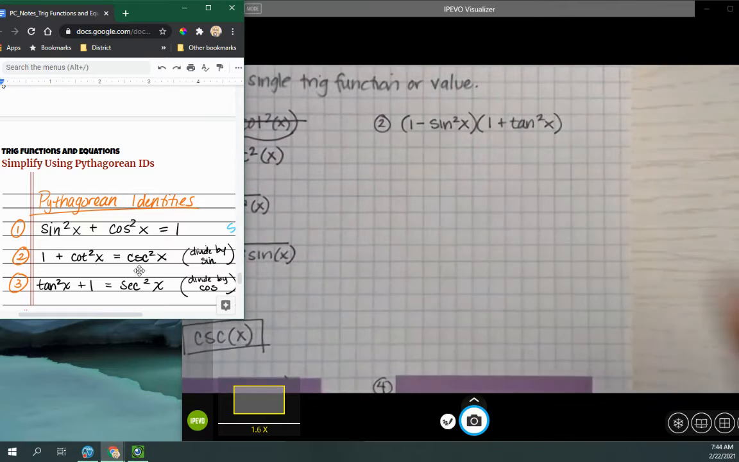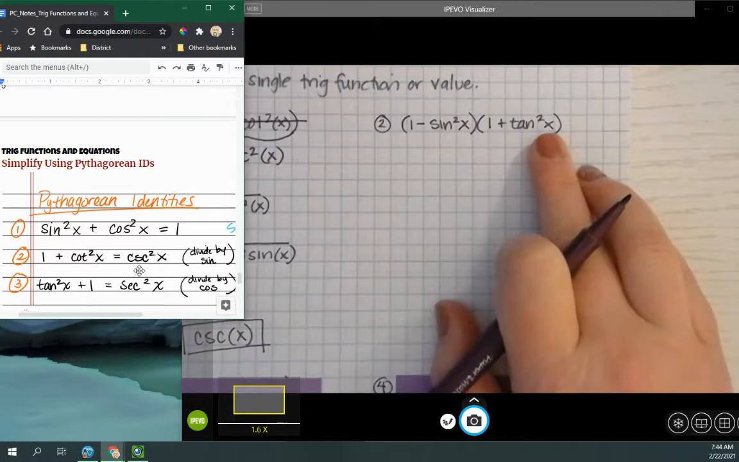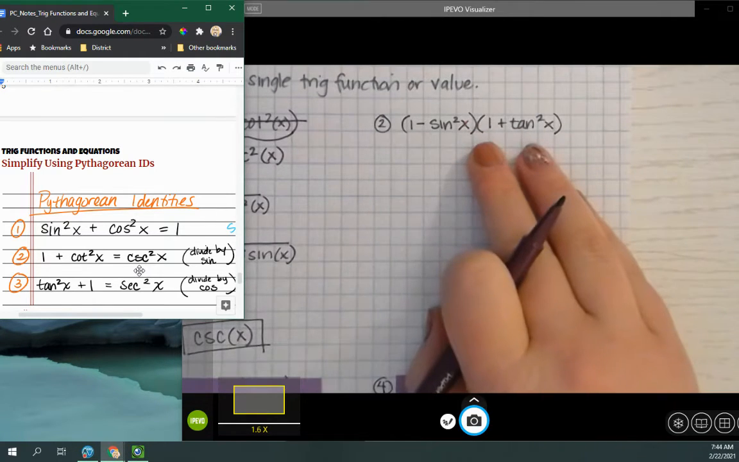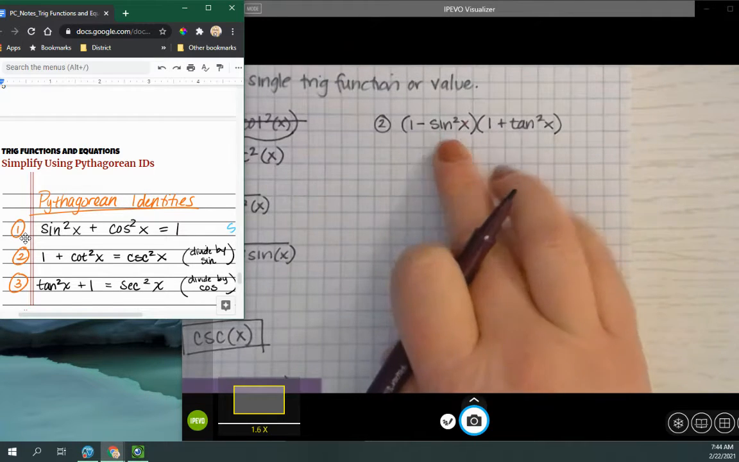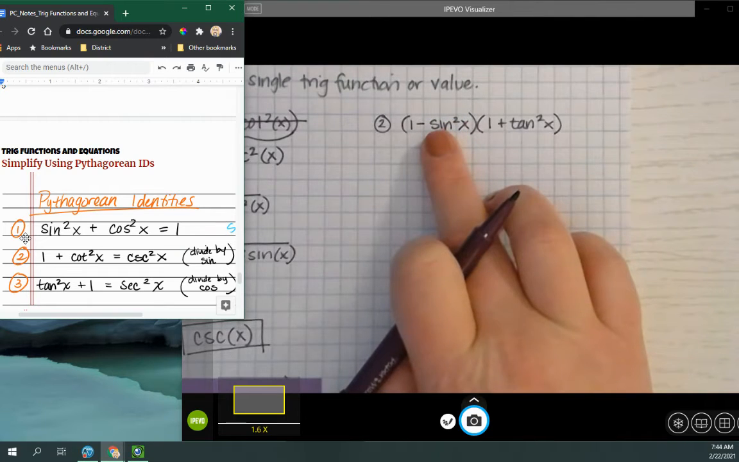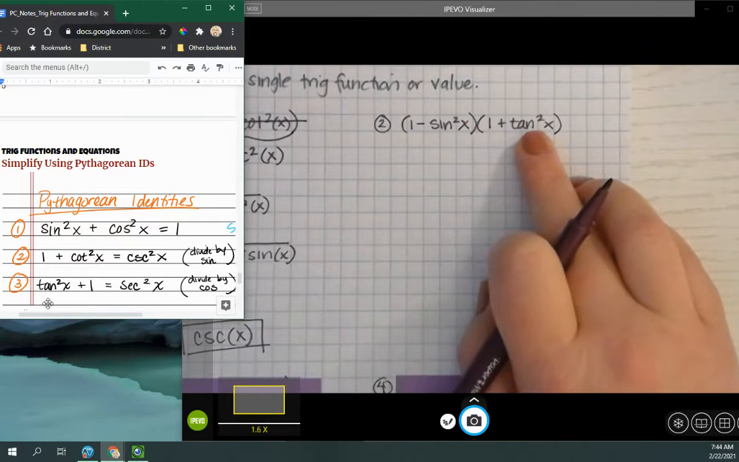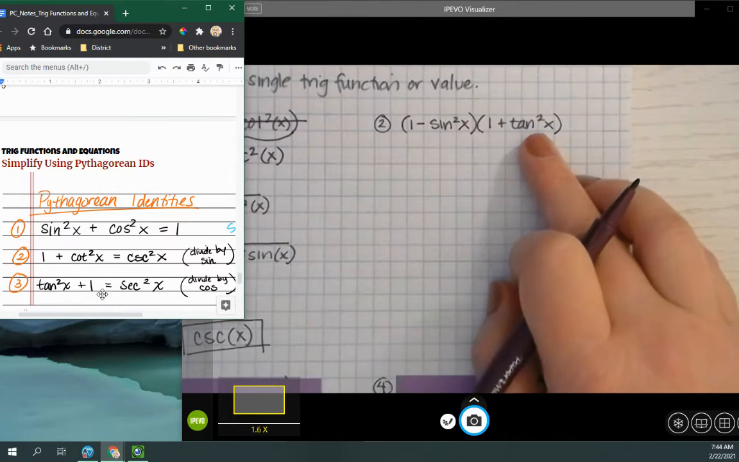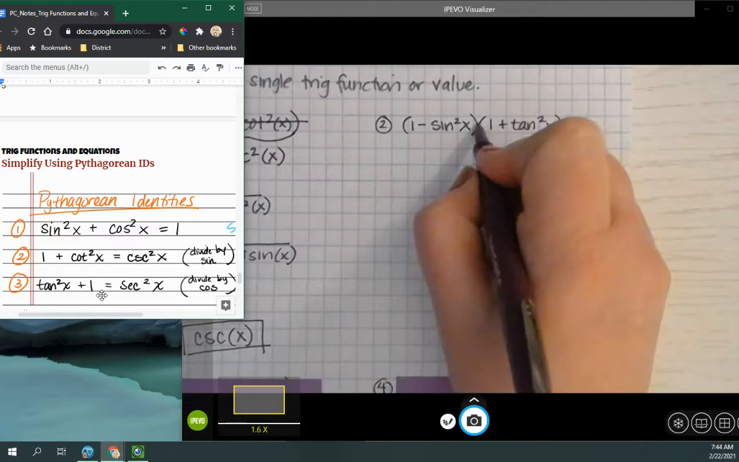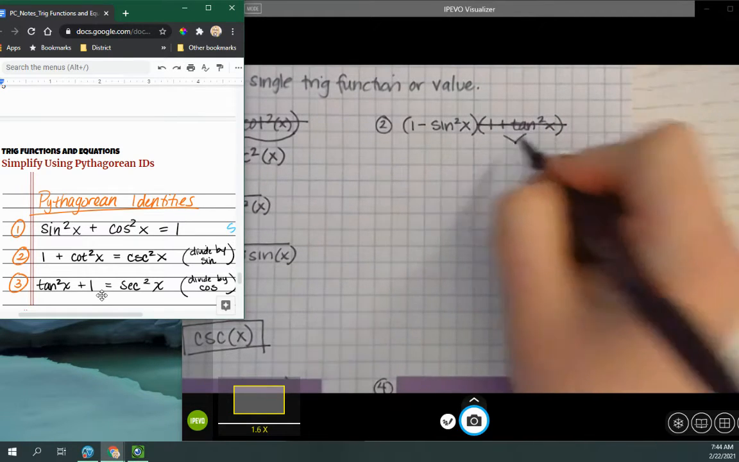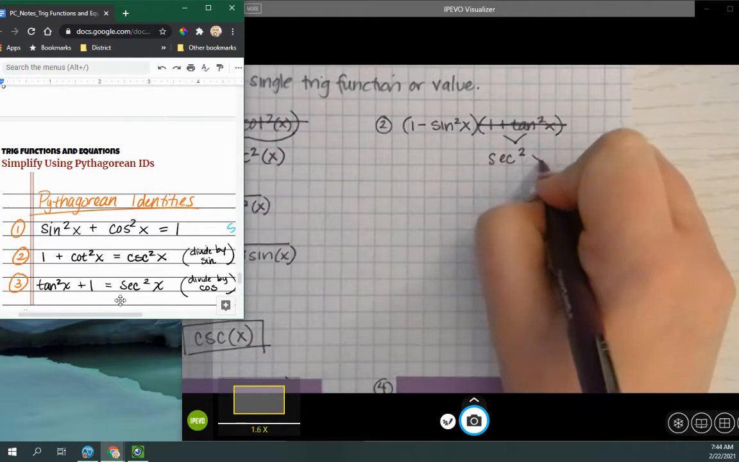So in example 2, I'm noticing I have a 1 minus sine squared, and I have a 1 plus tangent squared. I'm going to see if there's any of these in my Pythagorean formulas. A 1 and a sine squared is the first one, but it looks a little different. So we're going to take a pause and move on to the other one. 1 plus tangent squared. If I look at formula 3, tangent squared plus 1 is the same thing as 1 plus tangent squared. That means I can take out the 1 plus tangent squared and instead replace it with secant squared. A reminder to make sure to include that squared.